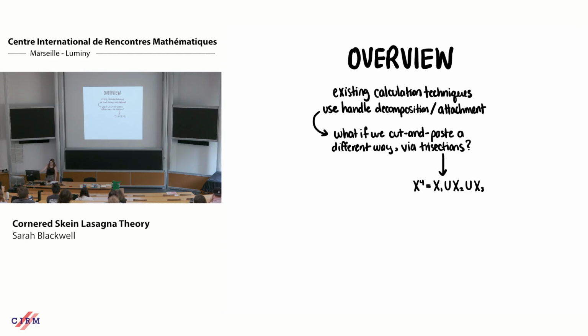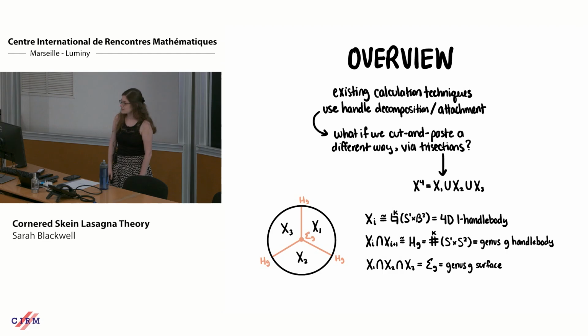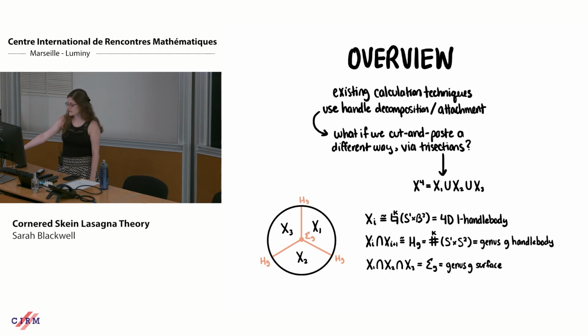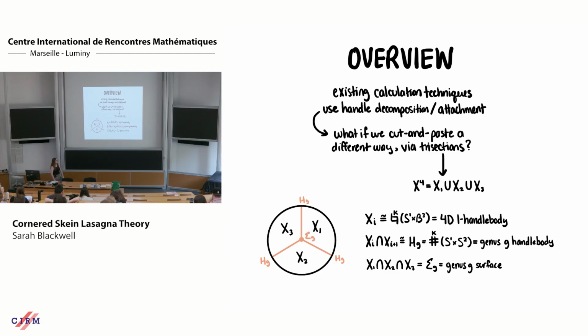So a trisection is a decomposition of a 4-manifold into 3 nice pieces, where each of the pieces are 4-dimensional one-handle bodies, which are these boundary connect sums of k copies of S1 cross B3. The intersection of 2 of these pieces are 3-dimensional handle bodies, and the triple intersection is a genus G surface. So in other words, the intersections are very nice, and all of the information of the 4-manifold ends up getting encoded in these intersections.